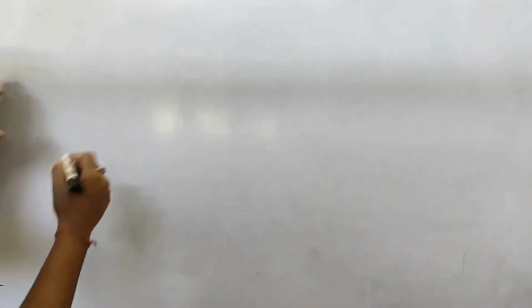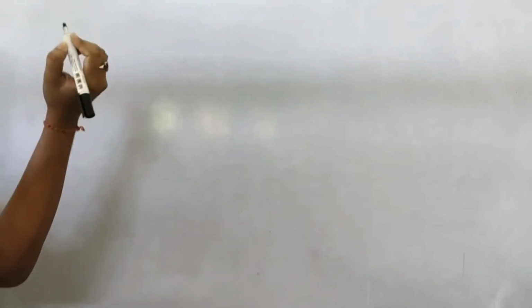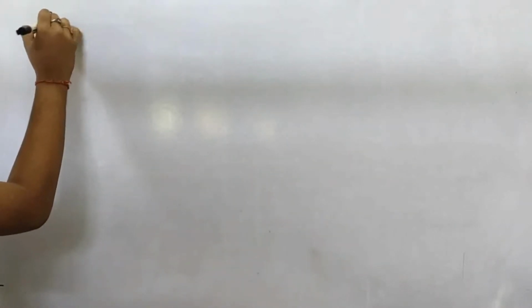So today in this video we will start exercise 6.2. Before starting exercise 6.2 we have to discuss our first theorem of this chapter, that is known as the basic proportionality theorem. This is the first theorem which we will get on page number 149. Theorem 6.1 is given, and its name is what?